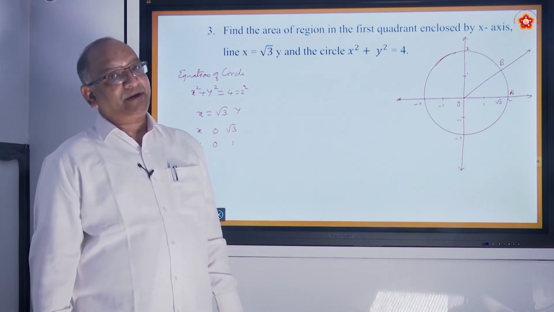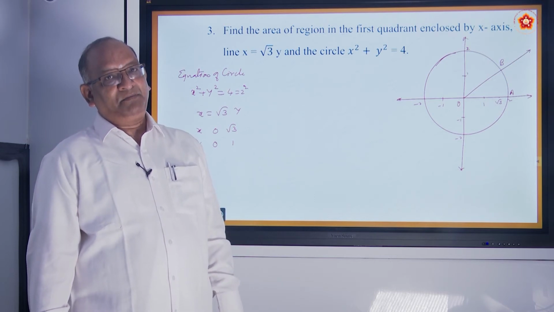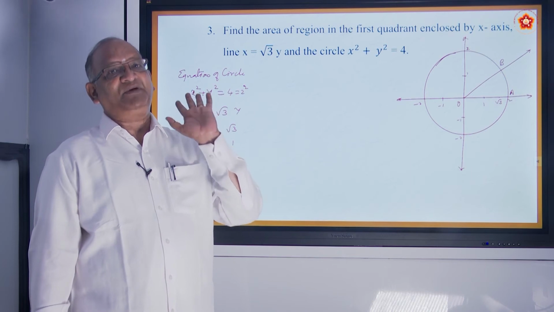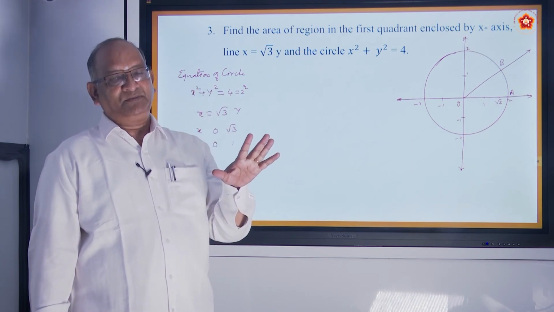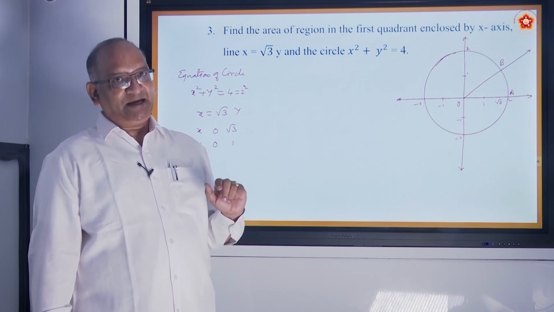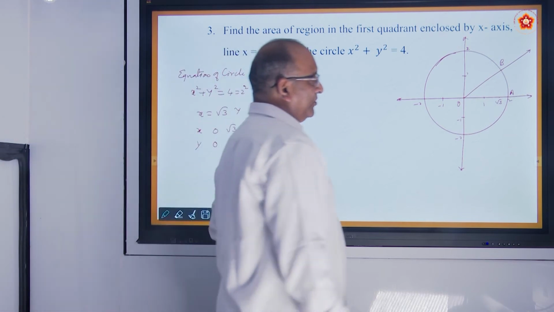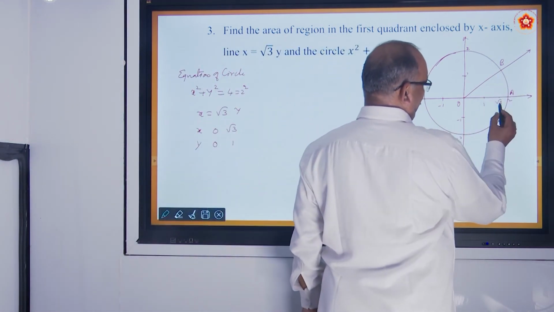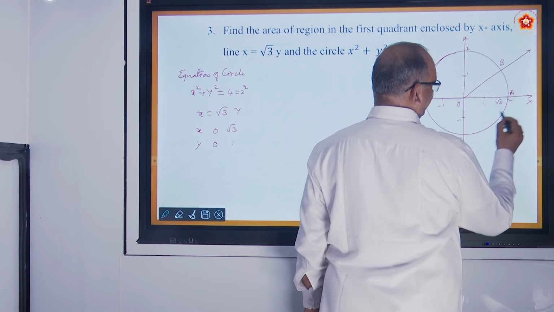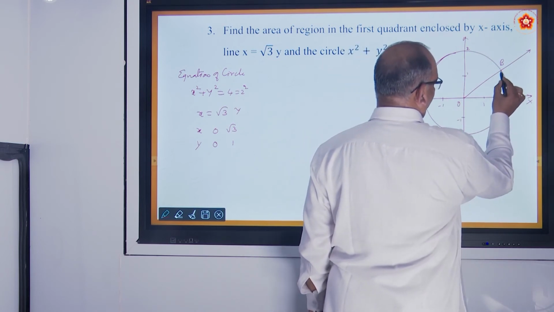Now, the question is, how do we calculate this area? Because there are two things. Till now it was only one thing. There was only an ellipse, and in the first problem there was only a parabola. But here we have two things. So, what do we do? We draw a perpendicular from B on the x axis. So, draw it.